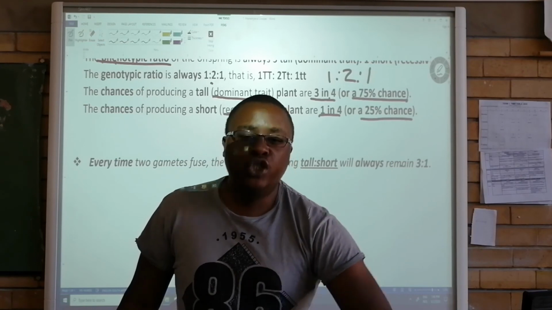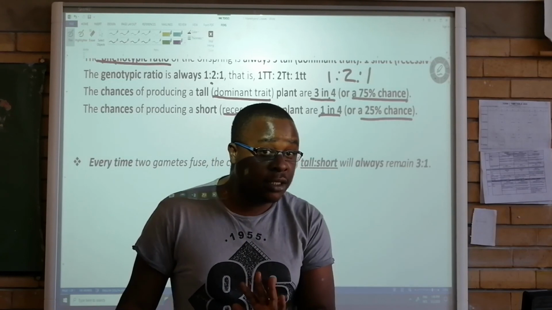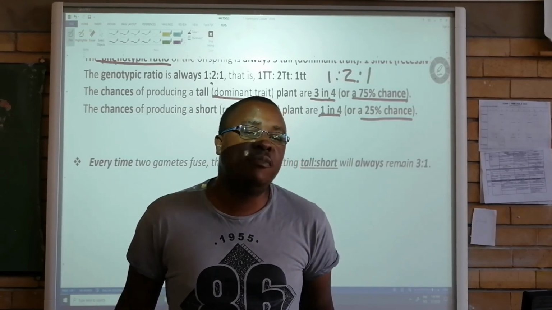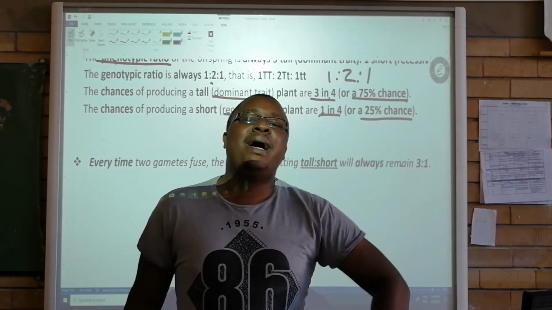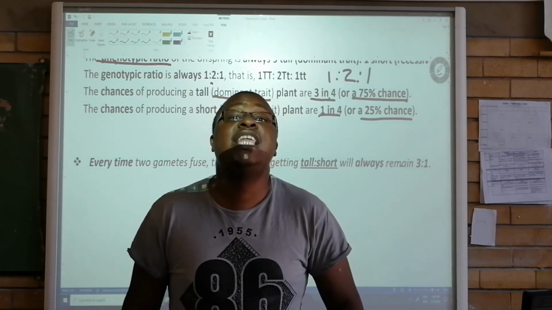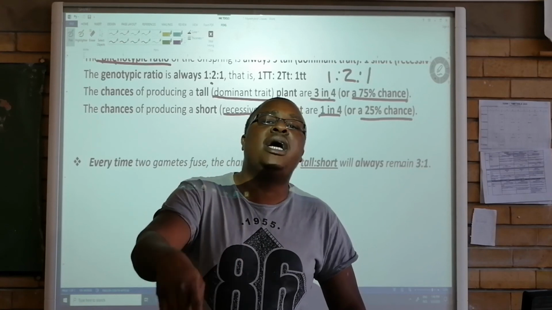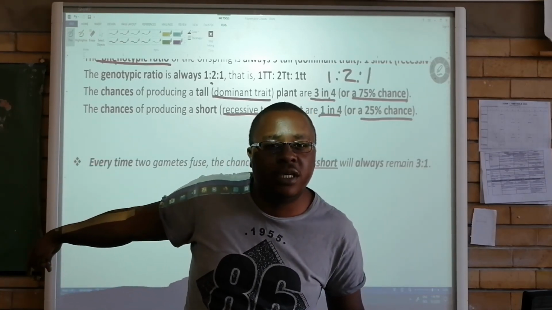Are we together? So if I have an offspring today, I'm a pea plant, and I produce a tall pea plant, the next time I have another offspring, my chances of having tall to short is always 3 out of 4. It is never influenced by what I had before. I don't know if you get what I'm trying to say.